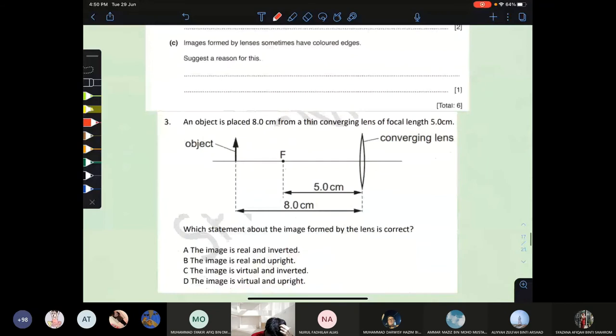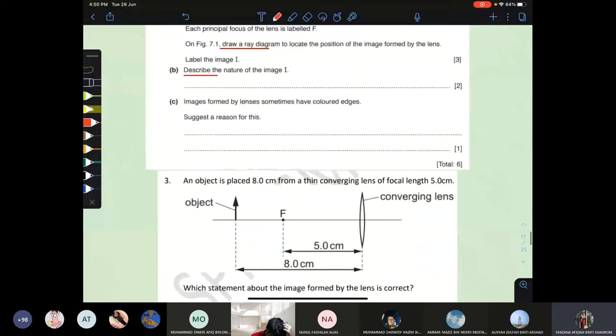Okay. Now, images formed by lenses sometimes have colored edge. Kenapa? That is something you have to try to relate. Kenapa dia akan ni? Sometimes have colored edge. Kejap lagi kita tengok kenapa. Expression of light in picture. Yes, exactly. Betul. Tepat sekali. Siapa tu? Alright, so that is dispersion. Okay, that is because of dispersion.